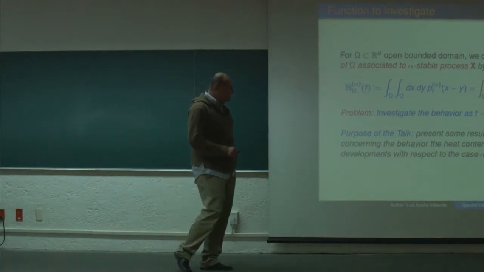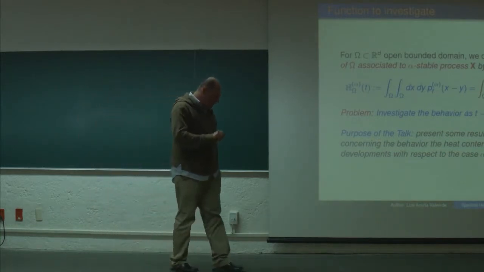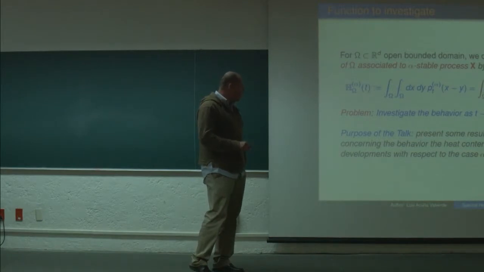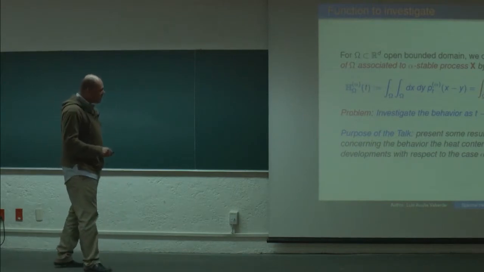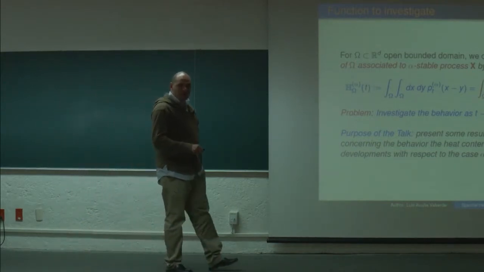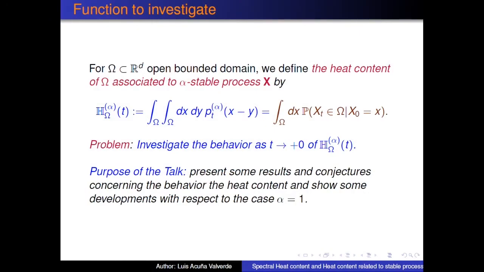On the other hand, we have the probabilistic flavor of the heat content, which is some kind of average of those probabilities where the process at time t is in omega and it starts in omega at the point x. Like I said, my purpose is to investigate the small time behavior of the heat content. I will tell you in a little while why this problem is important. The purpose of the talk is to present some results and conjectures concerning the behavior of the heat content and show some developments regarding the Cauchy process.